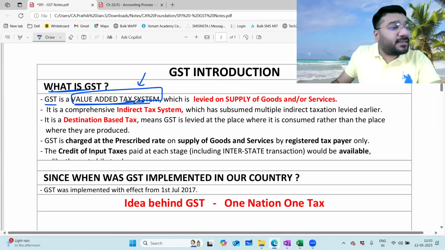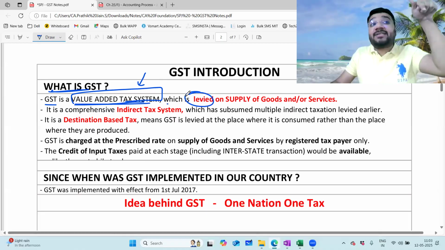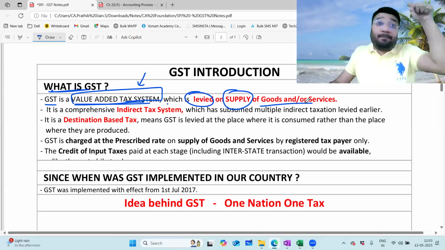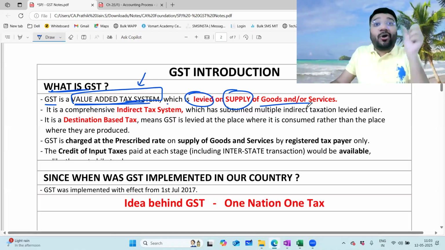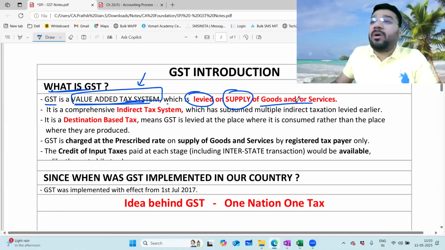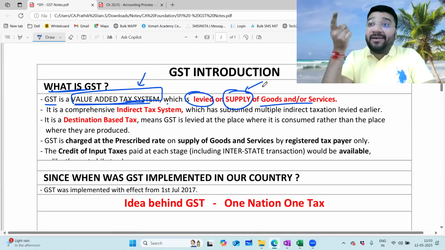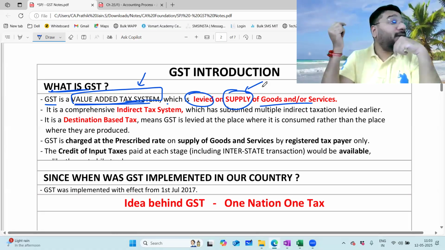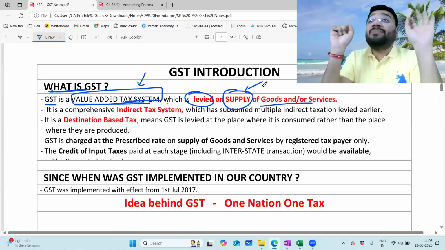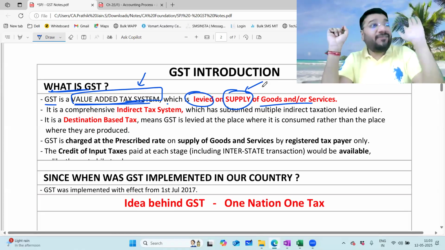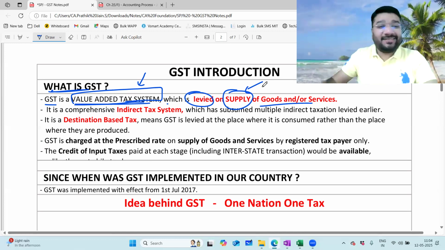GST is a value added tax system. And this is levied. Levied means what? Charged. The tax is charged on the value of the goods and services. When the goods and services are supplied, you'll be charging a value to it. On that value, the tax is calculated. Any problem here? Now, when you come to your CA Intermediate GST subject, what is the meaning of supply? For that, there's one entire chapter. Oh my God. To just understand the meaning of the word supply, they have written an entire chapter.